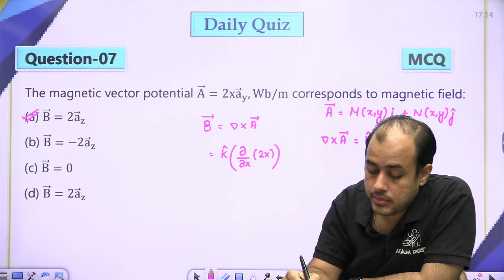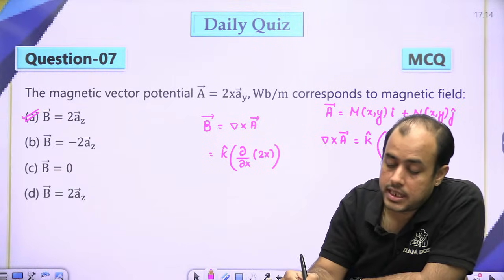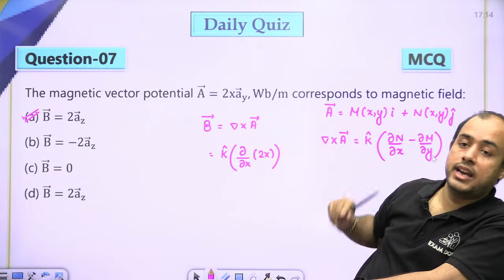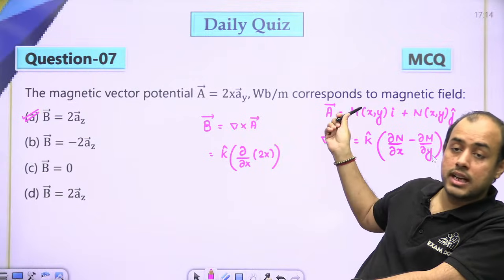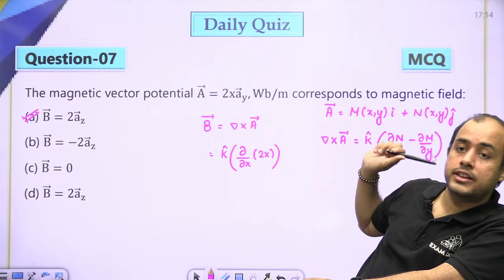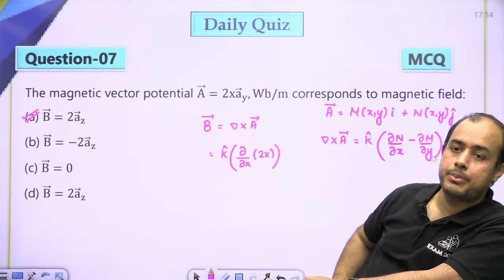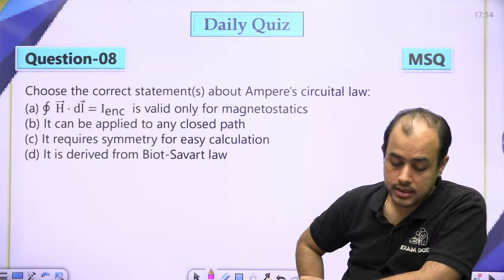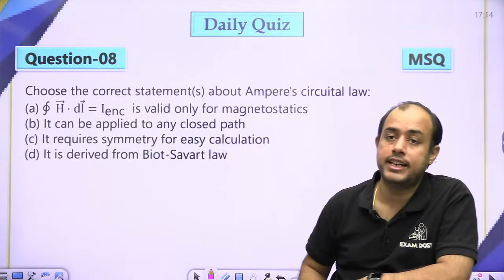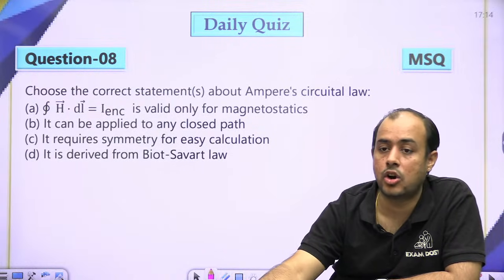समझ गए? This method I sometimes use to reduce the time of calculating curl. Both the components should only depend on x and y. There should be two components, i cap and j cap. Only these two. चलिए, choose the correct statements about Ampere circuital law.